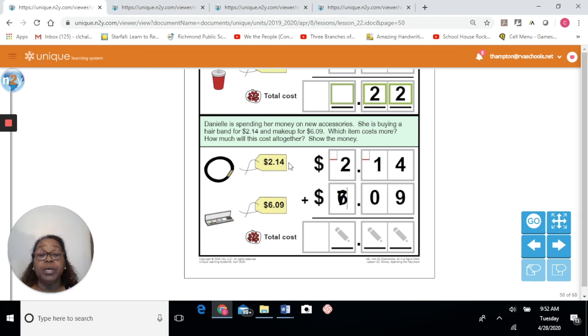Danielle is spending her money on new accessories. She is buying a hairband for $2.14 and makeup for $6.09. Which item costs more? The $2.14 or the $6.09? You've got to answer this yourself this time. I'm not going to answer, okay? $6? Excellent. It's the $6.09 item because 6 is more than 2. You did an excellent job.